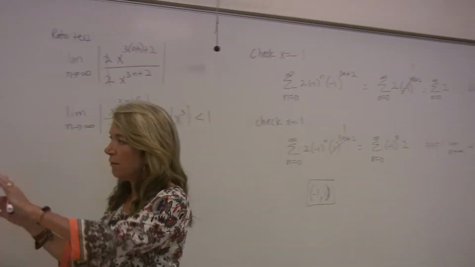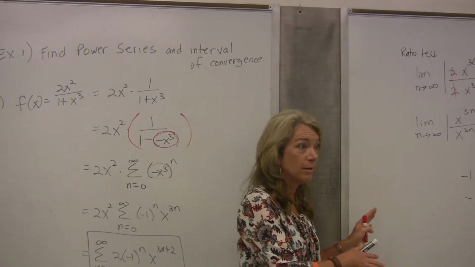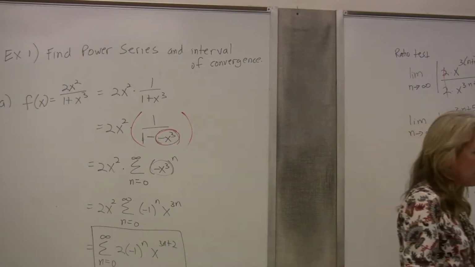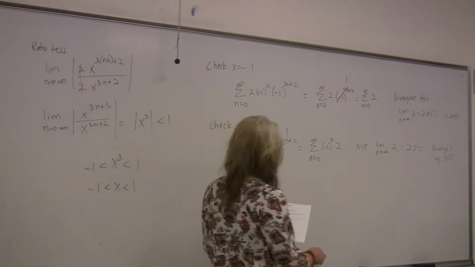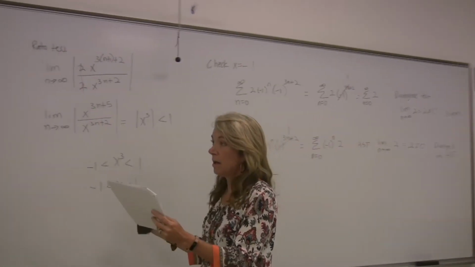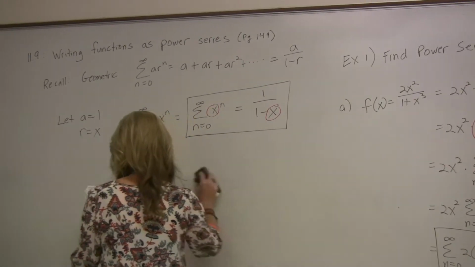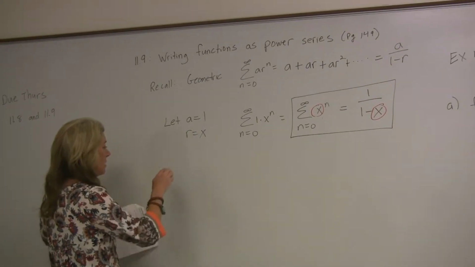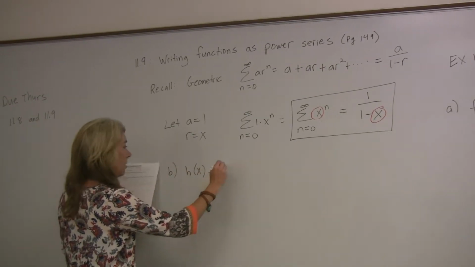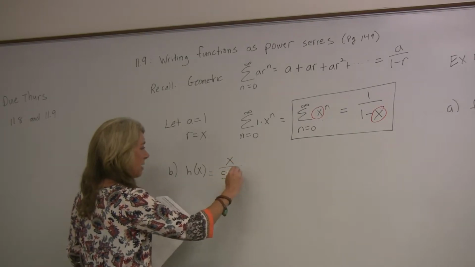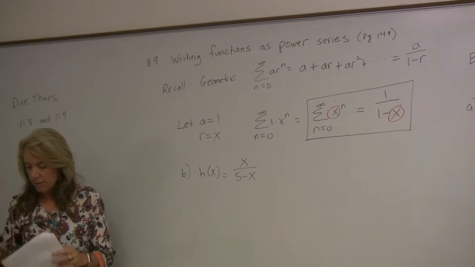So notice this problem. The first half of it is really 11.9. The second half of it is a little 11.8 review. 11.8 is a long section. Each problem a little bit messy. Let's try another one. I'm going to leave this formula over here. And I'm going to start with B. This is the same example 1B, where I have h of x is equal to x over 5 minus x. Same directions. Find the power series and the interval of convergence.